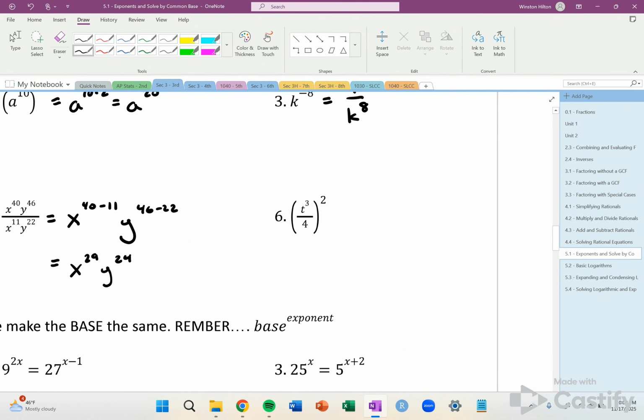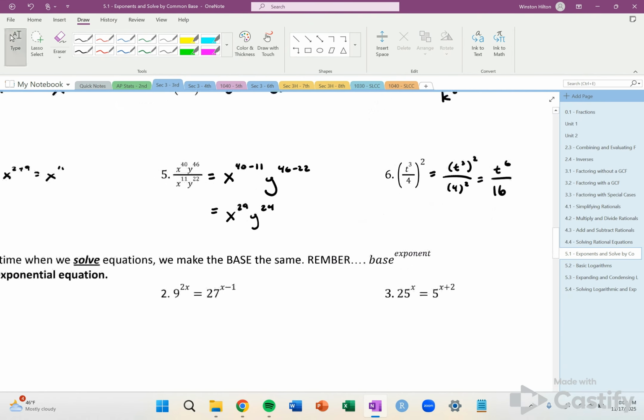Example 6, we have a fraction raised to a power, so we are going to raise both the numerator and the denominator to that power. In the numerator, we have an exponent raised to a power, so we multiply those exponents, we get t to the 6th, and in the denominator, it's just a number squared. 4 squared is 4 times 4, which is 16.